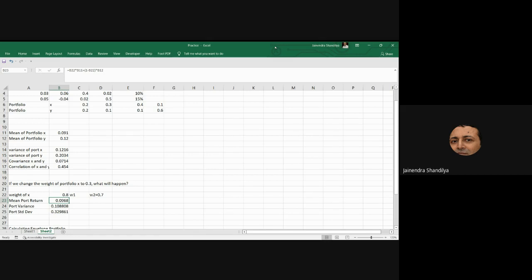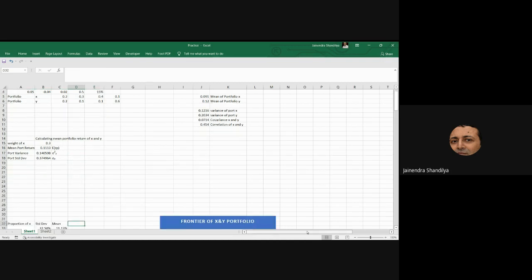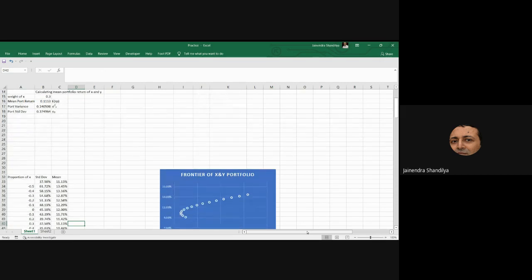Now if I keep varying the weight of X, I will have different portfolio return, different portfolio variance, and standard deviation. If I plot the standard deviation of this portfolio of X and Y against its mean return, I will call it the frontier. Let me show you where it is. I've already done it.